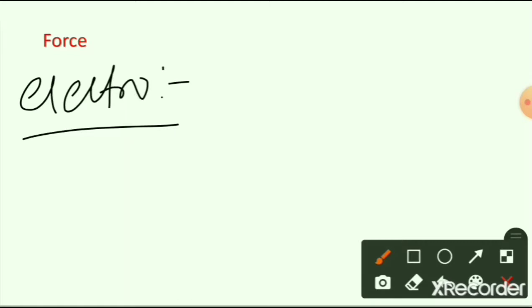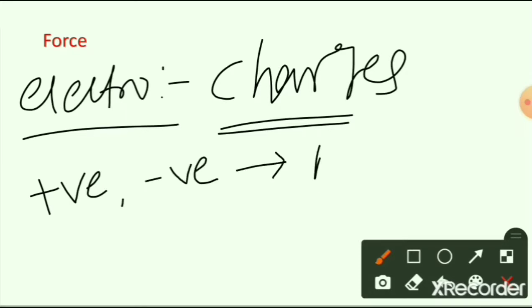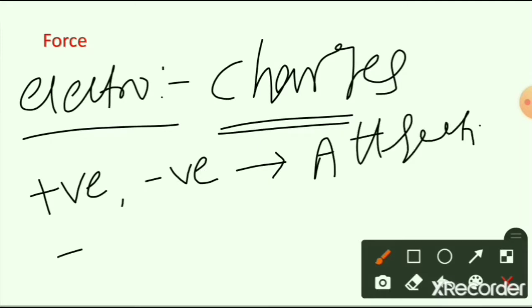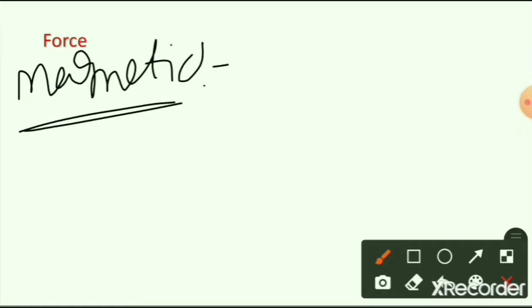Field force is a non-contact force. There are 3 types. First one is electrostatic force, meaning forces between the charges. Positive and negative charges attract, and like charges repel. Magnetic force means forces between the poles of a magnet. Suppose north and south.